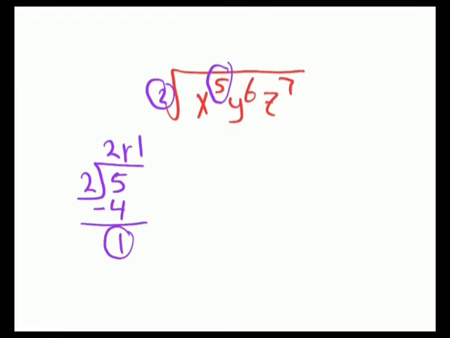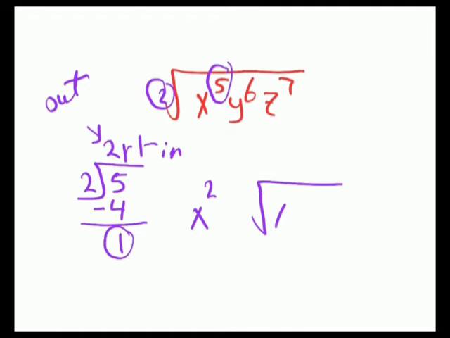So all you're going to have to do is, this is the power out and this is the power in for x. So here is our square root. So we will write x power 2 out and x power 1 inside. We don't have to write 1, but I will write it just to remind you. Then we will do the same thing for 6. 6 divided by 2 is 3 and no remainder. So we just put y power 3 and there is no y inside the radical because there's no remainder.